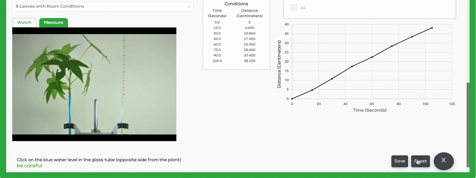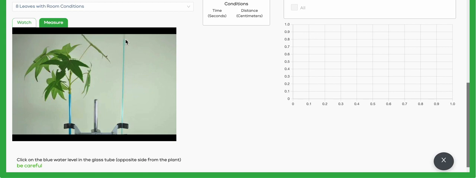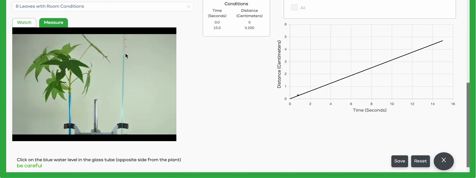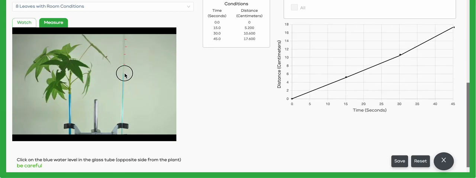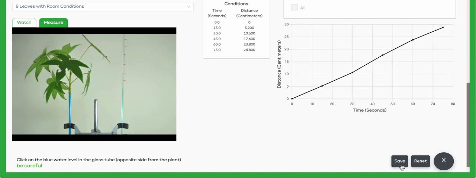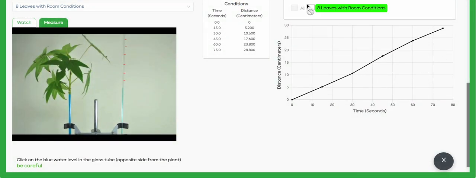Now, if you don't like your measurements, you can always reset, start doing it again. If you do like your measurements, after you've completed enough of them, go ahead and press save. It's going to put that up in your list right here as one of your saved graphs. And then the all button would let you superimpose multiple graphs once you've measured them.